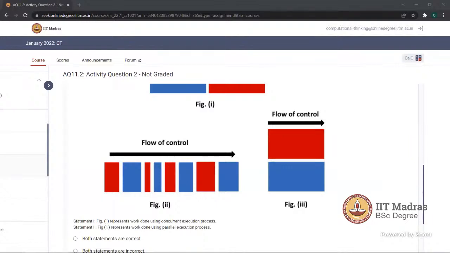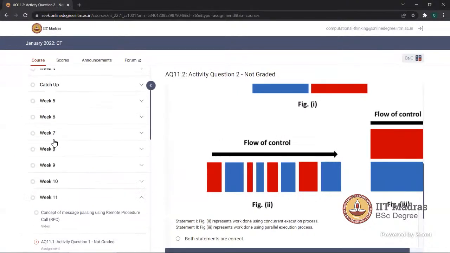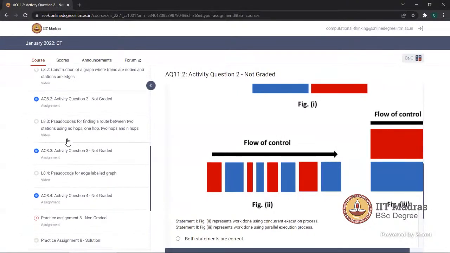Okay, Akash, you were saying? Sir, I have a problem with the 8.3 activity, question number 3. Okay, hold on, can you just repeat it? 8.3, question number 3.